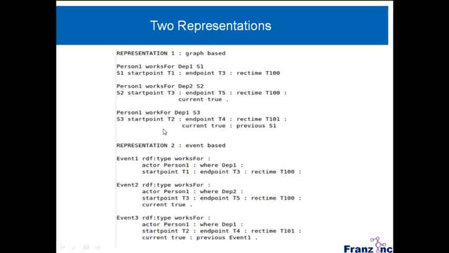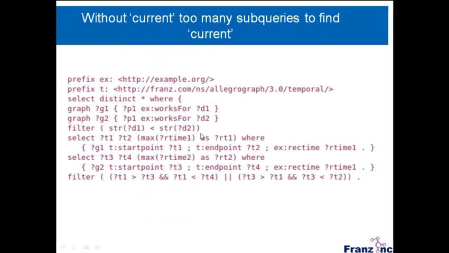You could do the same thing with events, how we usually do things. We have events of type work-for, the actor is person 1, and the place is department 1, and then the same things that you saw above. But for now, let's just focus on the top part. The first thing I just said is that you saw that some of these statements had the feature, the property graph had the feature, that they were the current statements.